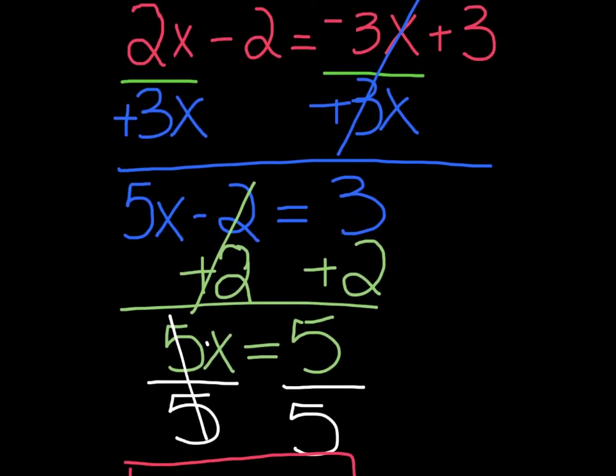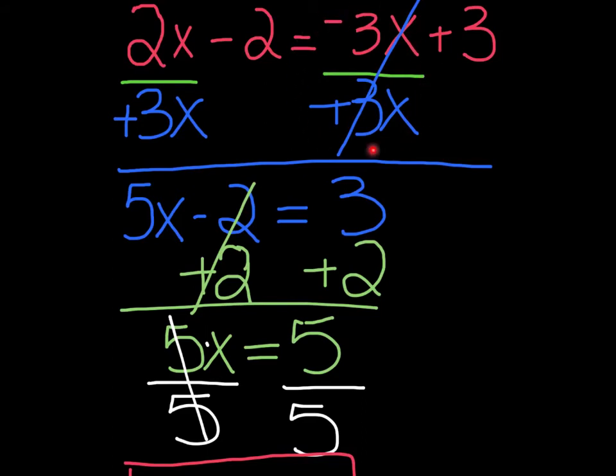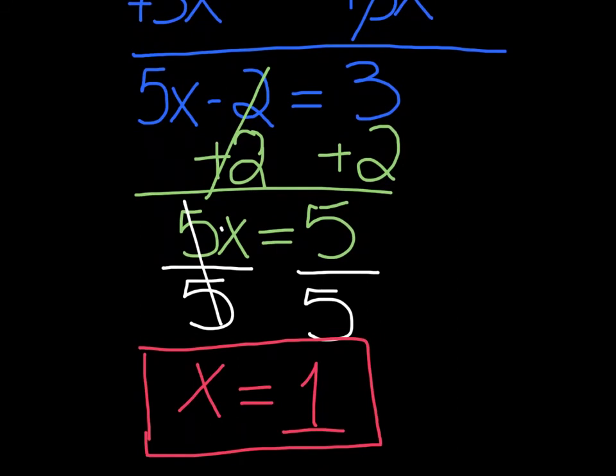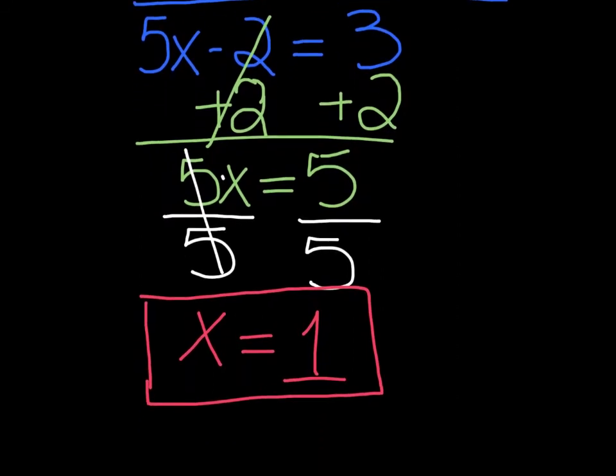We started with the equation 2x minus 2 equals negative 3x plus 3. In this particular instance, I decided that I wanted to get the variable on the right side of the equation and move it over to the left side, and I was able to do that by adding 3x to both sides. From there, I had 5x minus 2 equals 3, and I followed the standard steps. I added 2 to both sides to get 5x equals 5, and from there I divided both sides by 5 to get x equals 1.